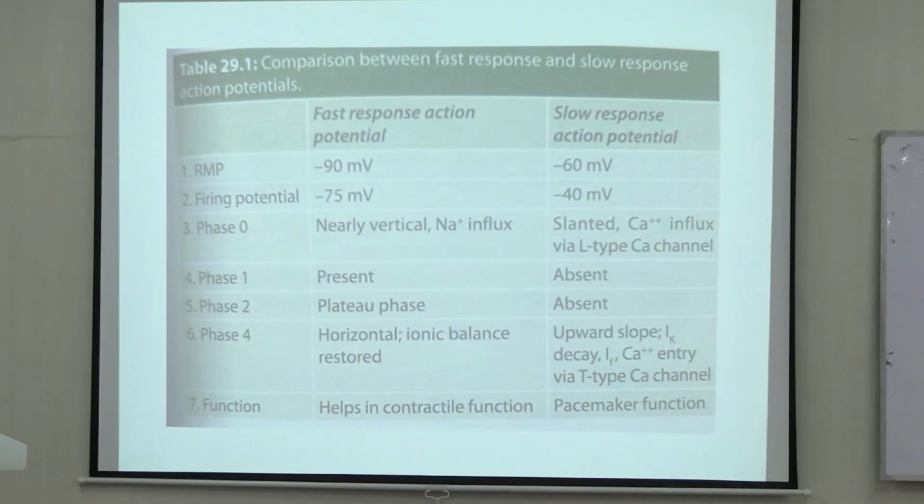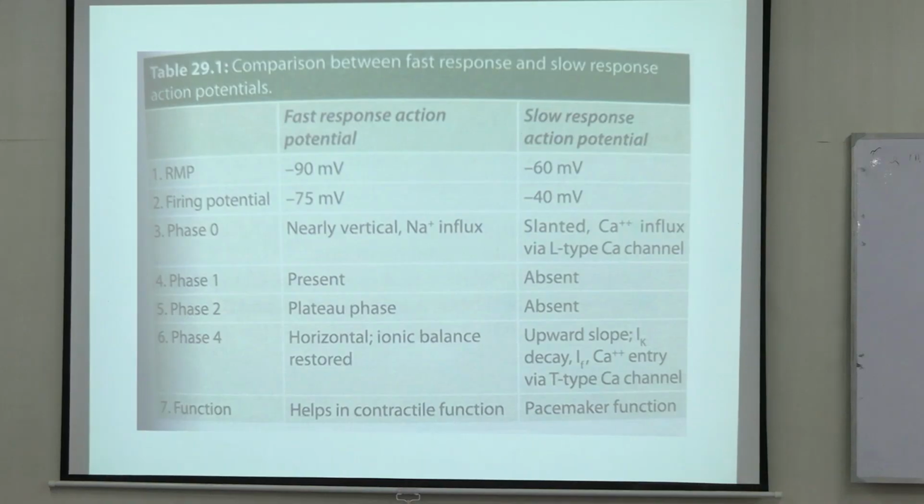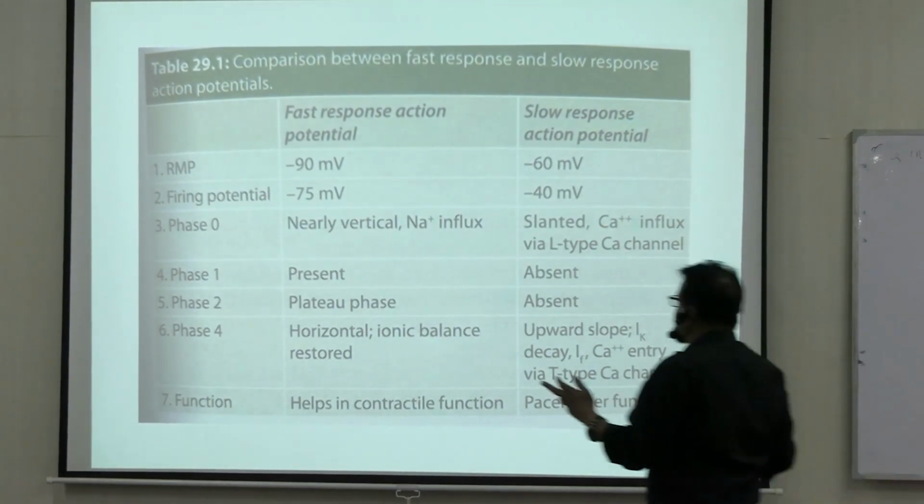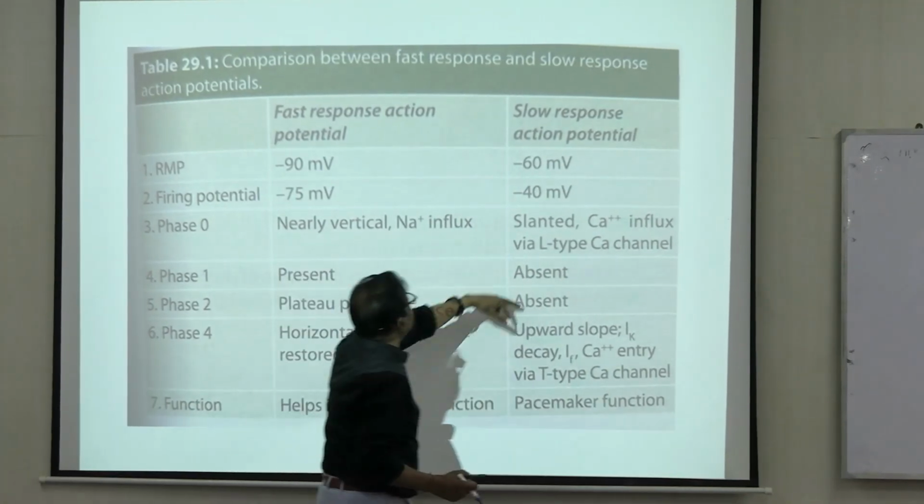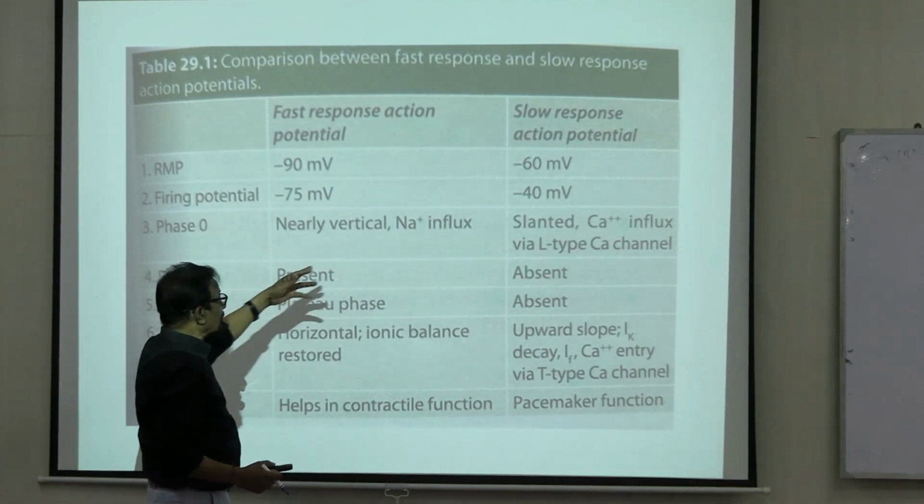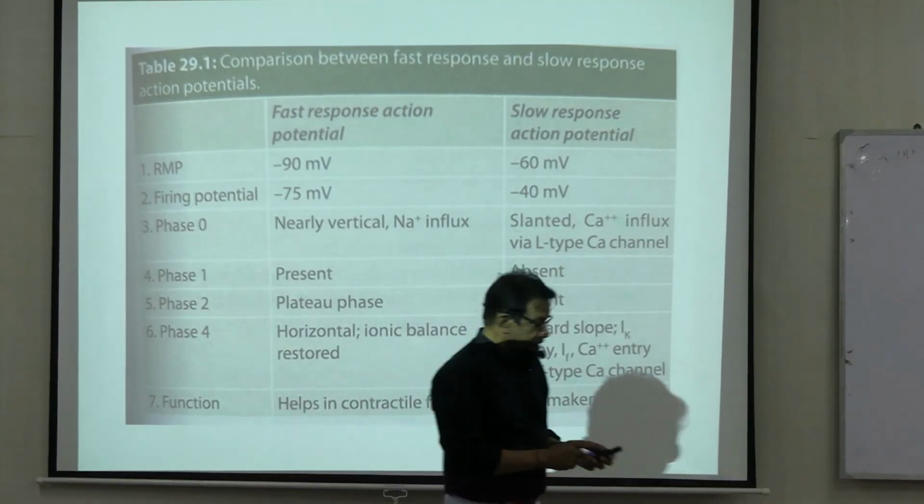So these are the differences between fast response action potential and slow response action potential. What happens during it? See, phase 1 and phase 2 are absent in the slow response action potential. Here both are present, and the causes are illustrated here.